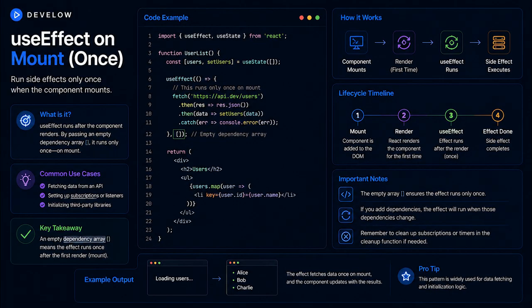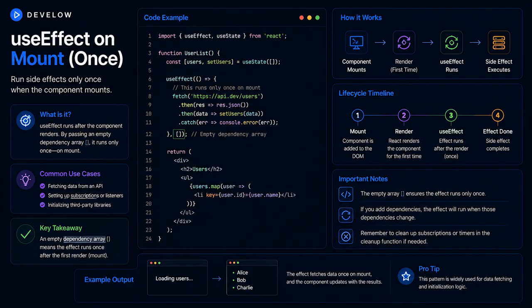One of the most common use cases for useEffect is running code when a component first mounts. You'll often see this pattern with an empty dependency array. When React sees an empty dependency array, it runs the effect after the component renders for the first time, and then it won't run again unless the component is unmounted and mounted again. This is incredibly useful for initialization logic. For example, fetching data from an API, loading user information, connecting to a service, or setting up event listeners.